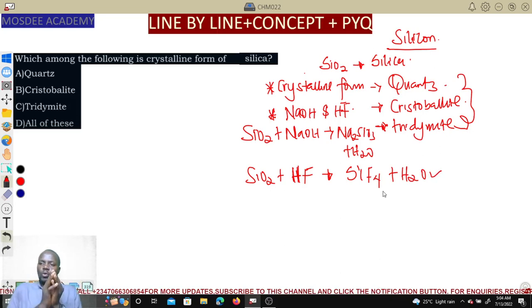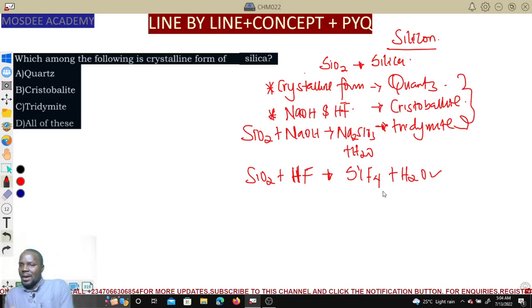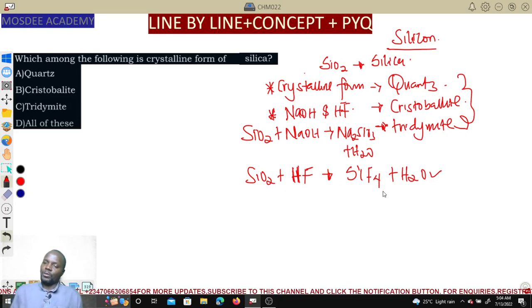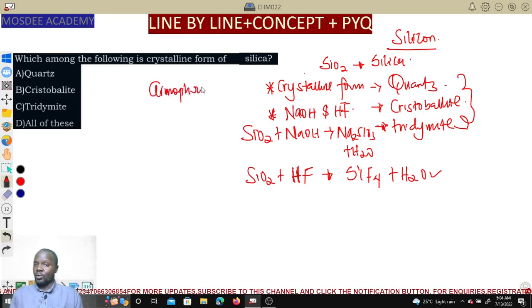And that is that. So quartz, which is the way you see silica, cristobalite, tridymite, and so on, are called the crystalline forms. You also have the amorphous form of silica. We are talking about that, time is not for myself. That is the one that is non-crystalline.